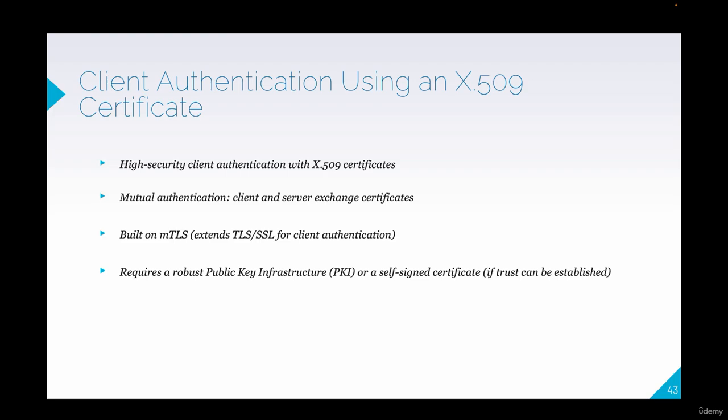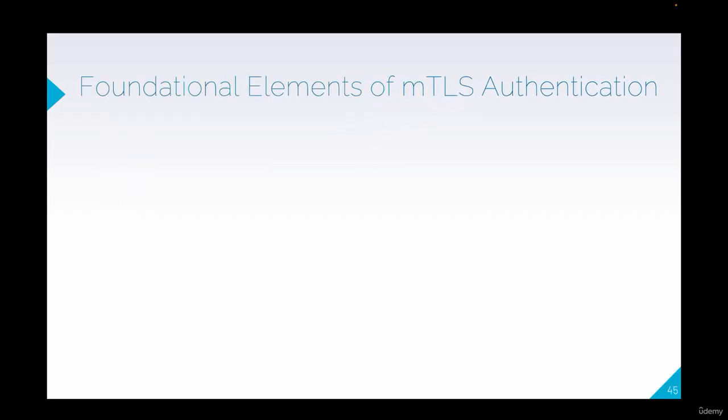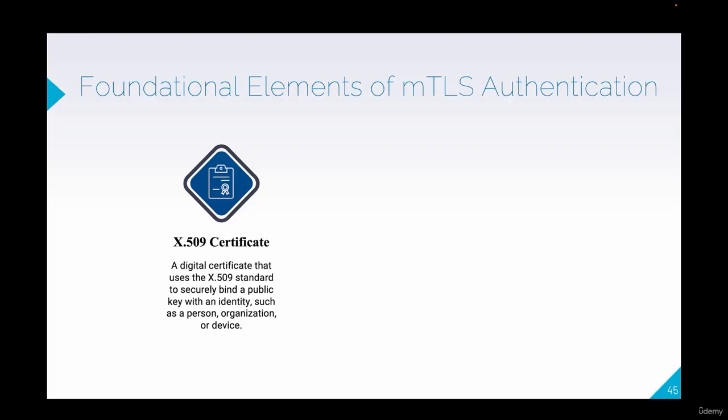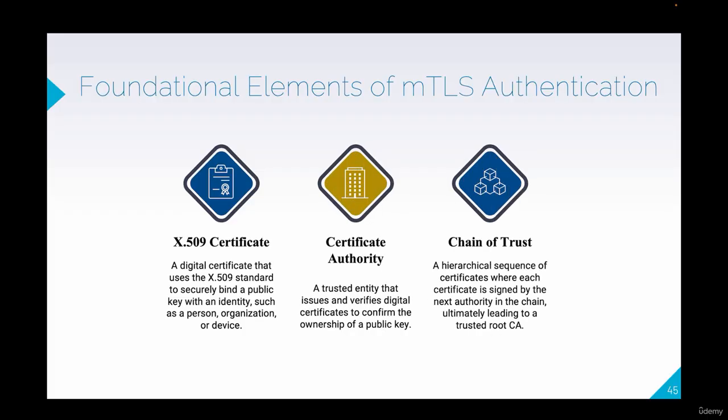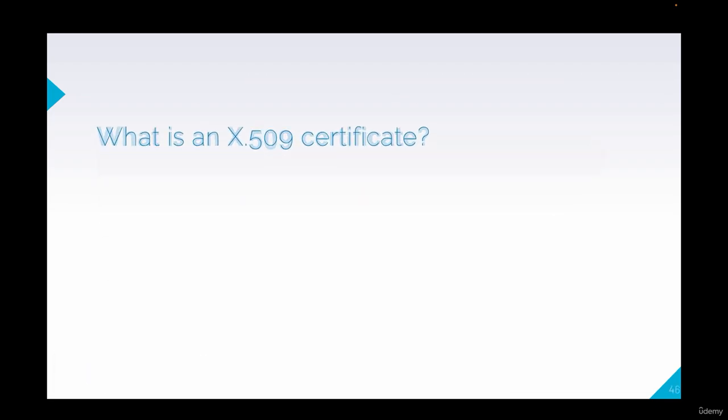This approach requires a robust public key infrastructure (PKI) to manage certificates. Alternatively, self-signed certificates can be used for smaller or internal systems, but they lack the inherent trust provided by a PKI. I will not dive deeply into PKI as I want to keep the focus on OAuth 2. However, we do need to cover some essential concepts to better understand this approach. First, we are going to understand what an X509 certificate is, what a certificate authority is, and how the chain of trust and verification work. Let's start with the X509 certificate.